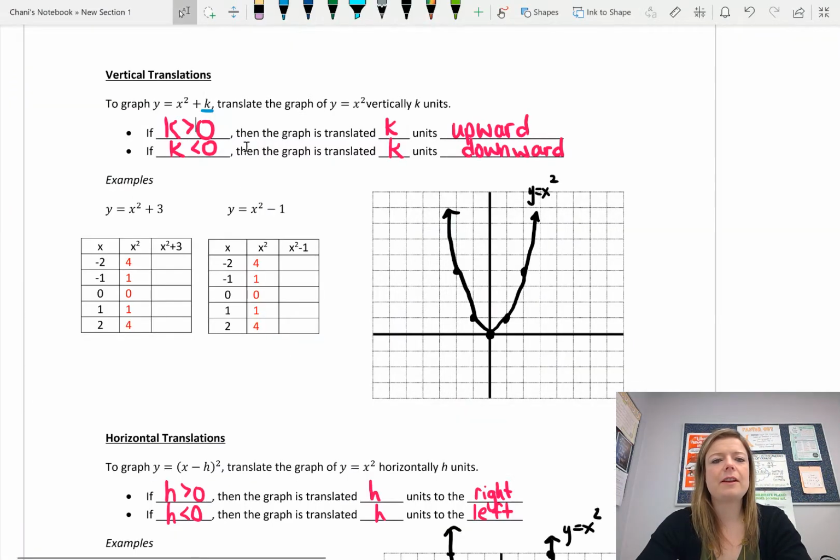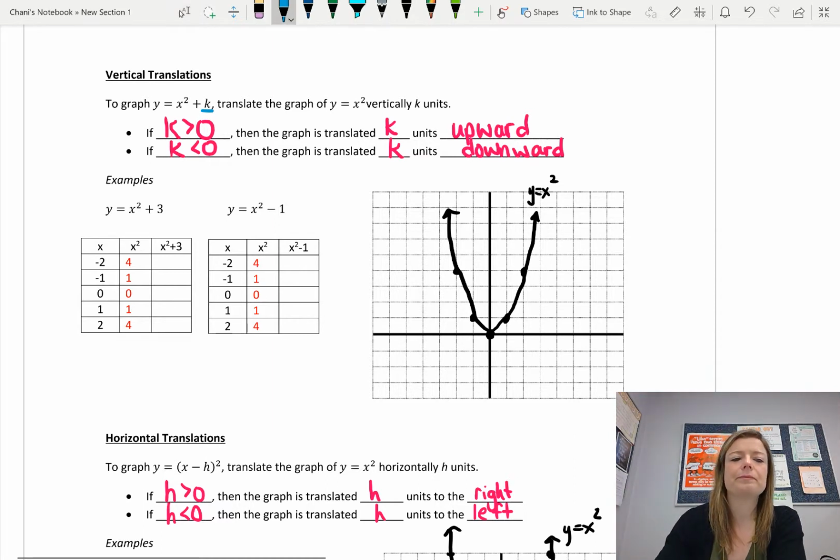All right, so if you have a k value that's greater than 0, it moves that many units up. If you have a k value less than 0, it moves that many units down. It's really that simple, because this makes sense. You have your x squared, so you get your x squared value, and then you just add 3 to it. So 4 plus 3 is 7. 1 plus 3 is 4. 0 plus 3 is 3. 1 plus 3 is 4, and 4 plus 3 is 7. So you get this parabola.